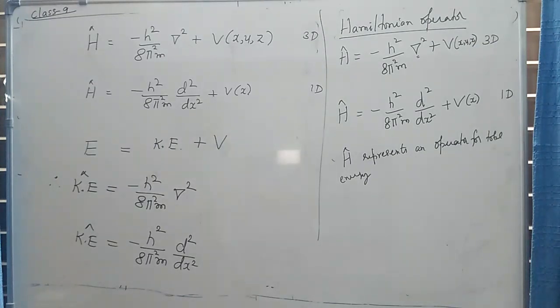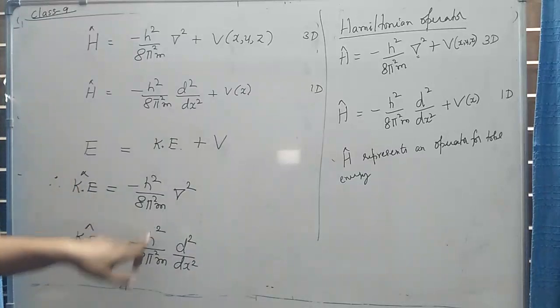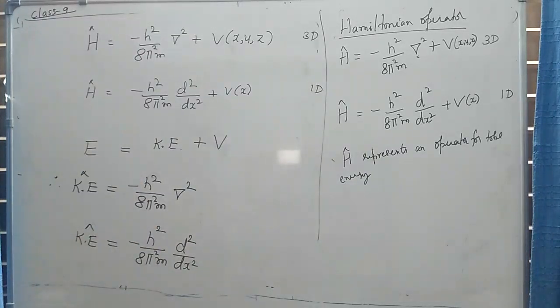If I apply the Hamiltonian operator on a wave function, we get the corresponding energy. Similarly, if I apply this kinetic energy operator on the wave function, then we get the kinetic energy. What we are observing, and we will generalize this later, is that for each physical quantity there is a corresponding operator in quantum mechanics. For example, if I want to calculate the energy, we should apply the Hamiltonian operator on the wave function. If you want to calculate the kinetic energy, then we have to apply the kinetic energy operator on the wave function.